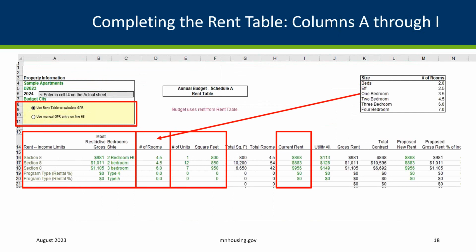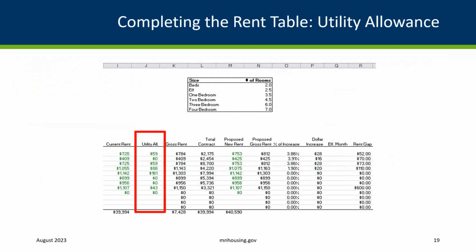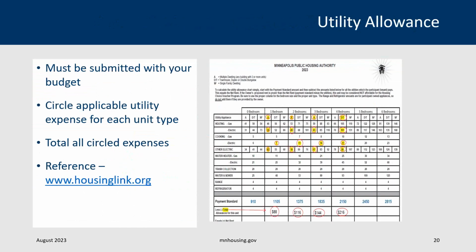If there are project-based Section 8 units monitored by your local PHA, enter the rents most recently approved by the PHA and provide a copy of the approval as an attachment to your annual budget submission. Next, column J is where you enter the utility allowance. Let's review how you find these numbers.